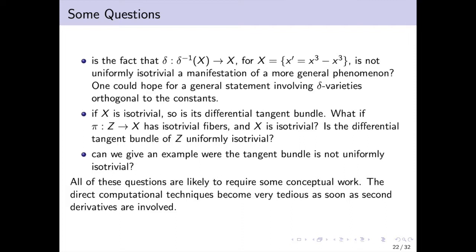Right, so the second question is maybe more understandable by model theorists. Basically, what I have in mind here is analyzability over the constants for the second bullet, for anyone that knows what that means. I'm working over this x, which is isotrivial, and I'm also assuming that pi from z to x has isotrivial fibers. And so the question is: is the differential tangent bundle of such a thing uniformly isotrivial? The reason why this is interesting is that it's the closest you can be to the constants without being isotrivial. So one would guess that maybe it works in that case. Right, and the last question that I asked already is, can we give an example where it is not uniformly isotrivial?